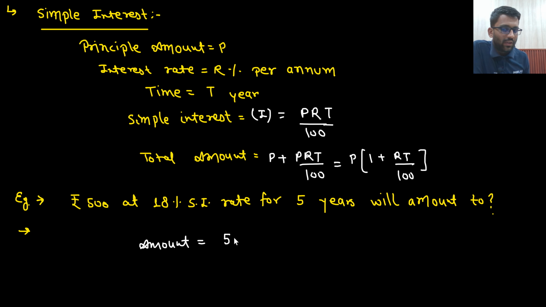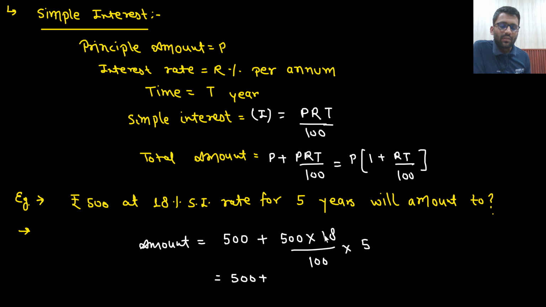500 was your amount that you will certainly get. Also you will get some interest. What will be the interest? 18% of 500, for 5 years. Got this point? So 500 plus 18 5s are 90, 9 5s are 45, 450. So you are getting 950 rupees.